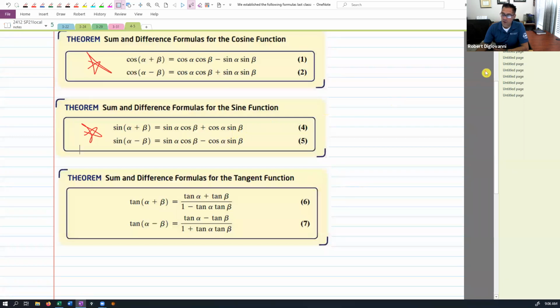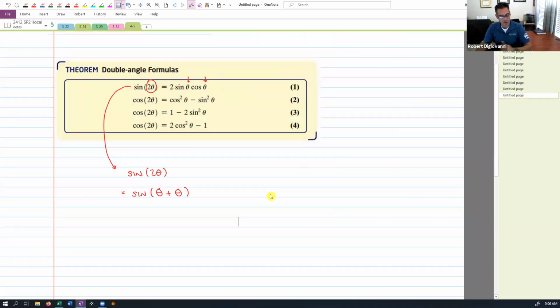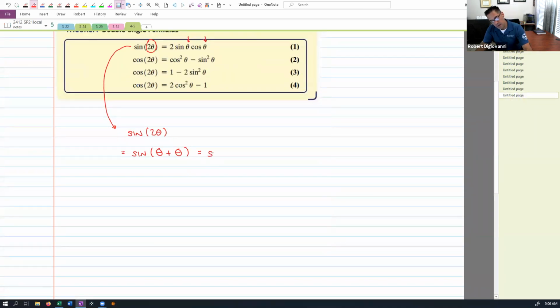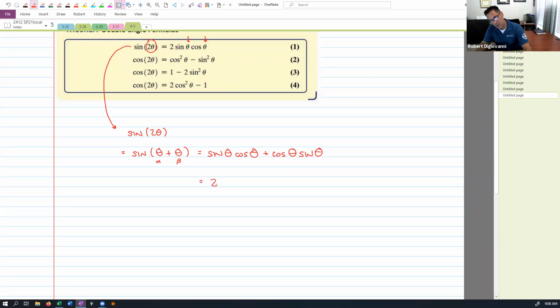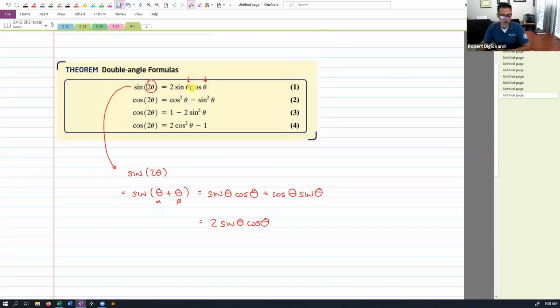So if I do that formula to this, this becomes sine of the alpha, cosine of the beta, plus cosine of the alpha times sine of the beta. But see, these are the exact same thing. This is sine theta times cosine theta, plus, again, multiplication doesn't matter which way you write that. So that means we have two of these, sine theta cosine theta. And that's what the formula is. You see that?